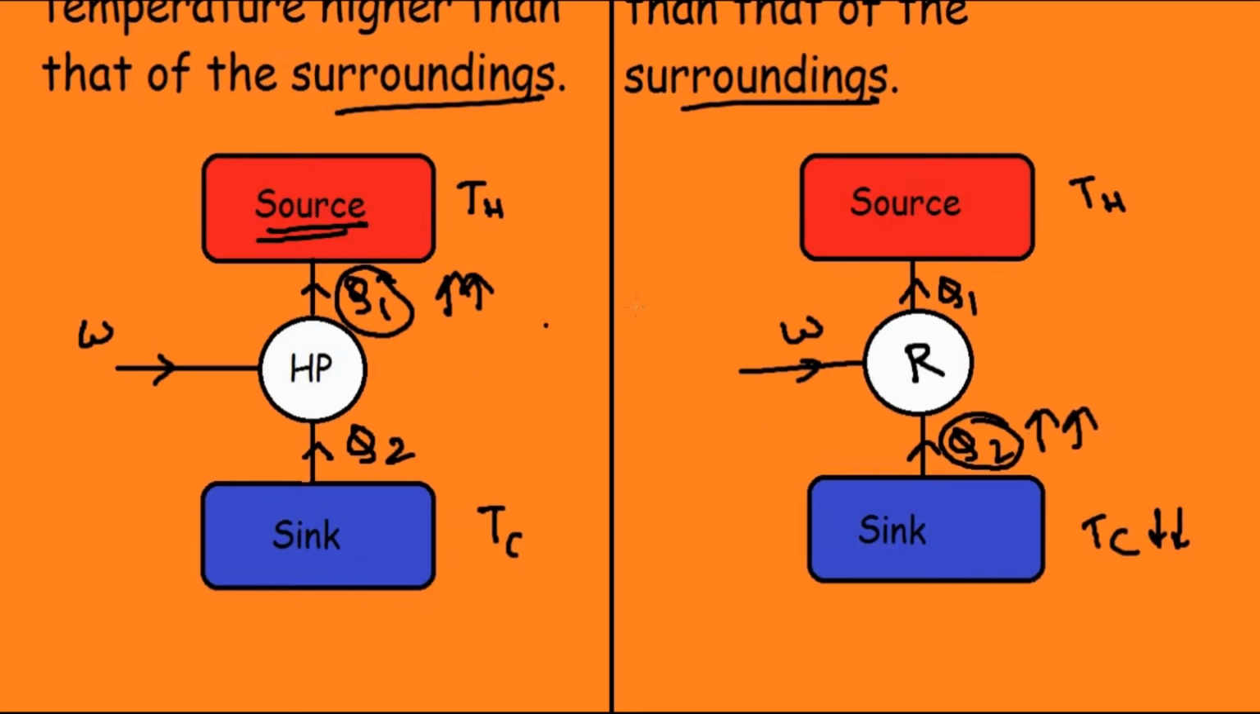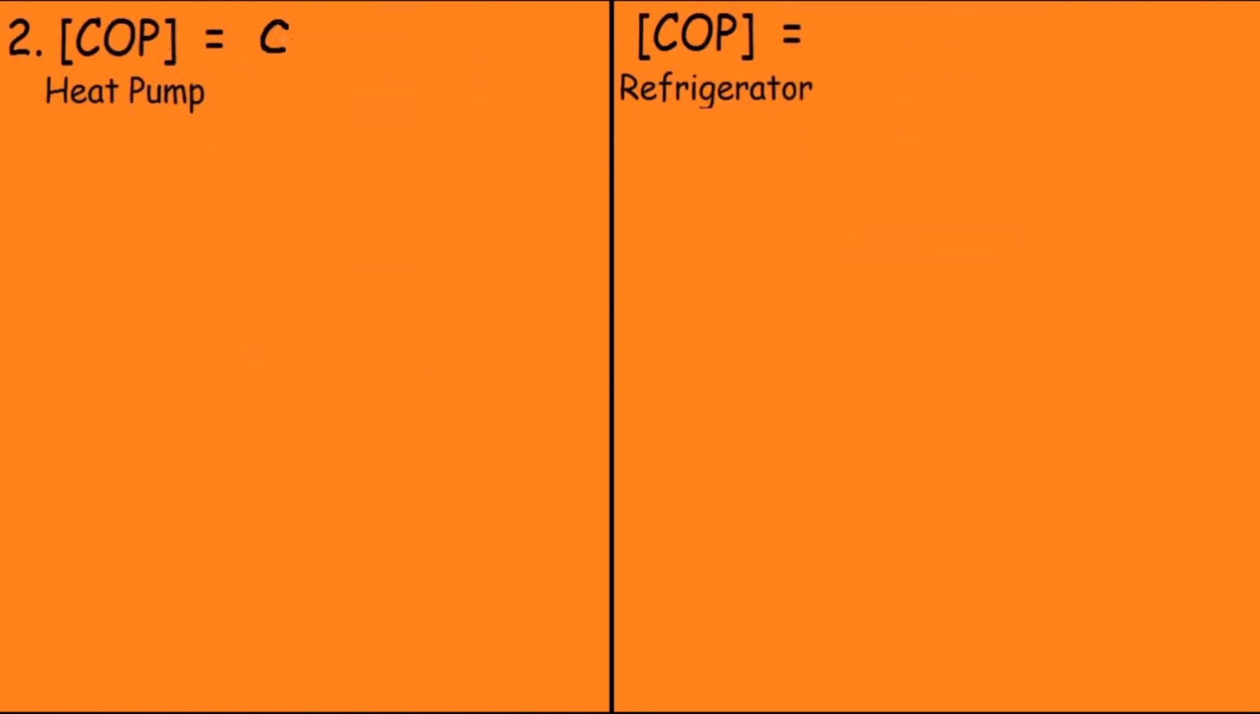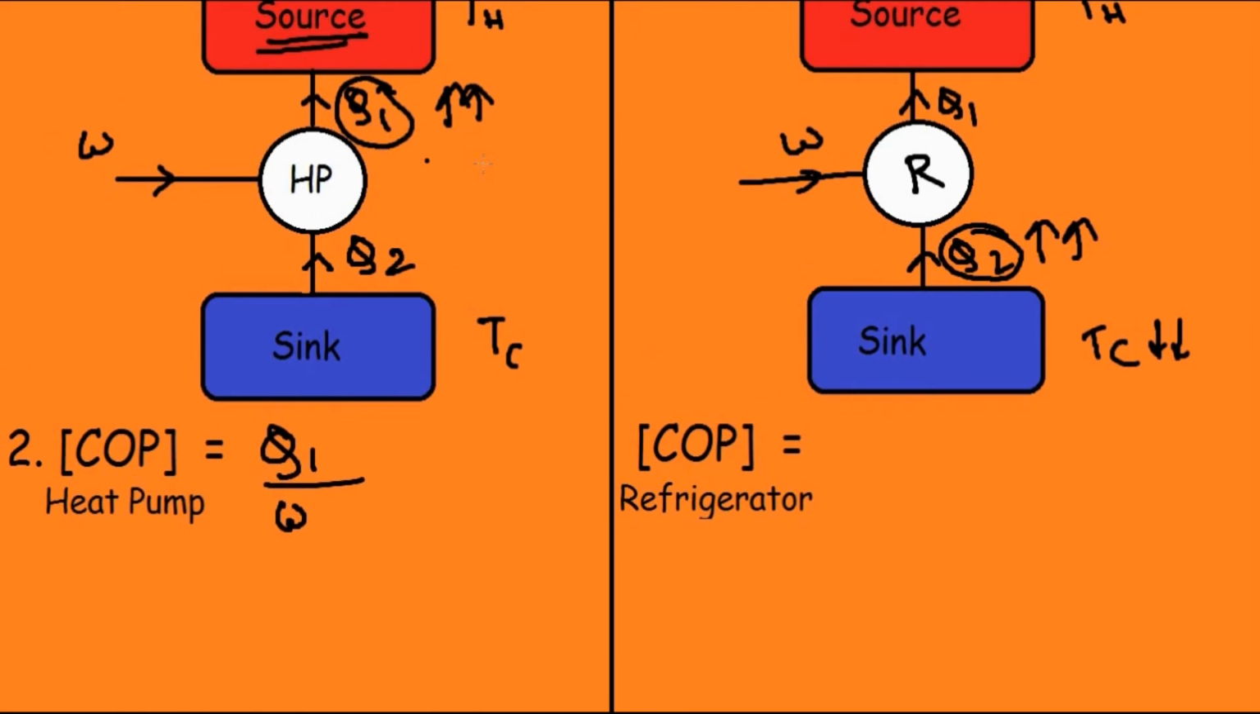So with this we will proceed to the definition of the COP, that is the coefficient of performance, for the heat pump and the refrigerator. The second point: the COP of the heat pump is given by Q1 by W, because the desired effect for the heat pump is to increase Q1. So Q1 will be in the numerator and the work input W will be in the denominator. And for the refrigerator, the COP will be equal to Q2 by W, because the desired effect is to increase Q2, hence Q2 will be in the numerator and the work input W is always in the denominator.